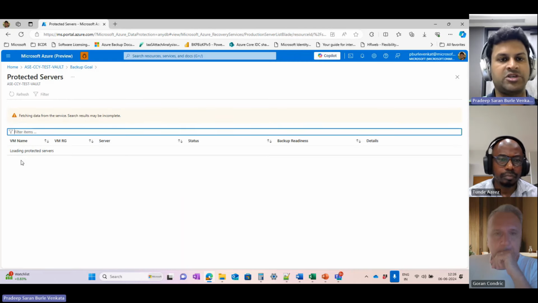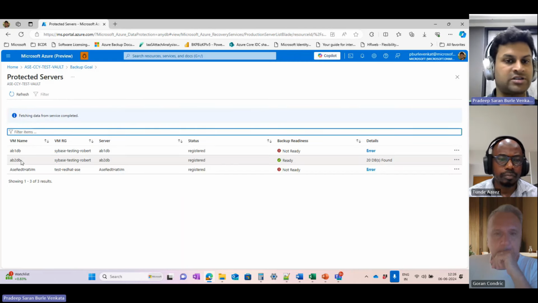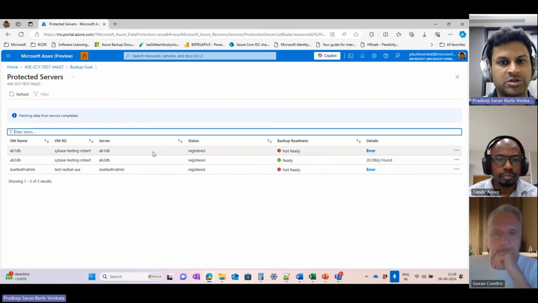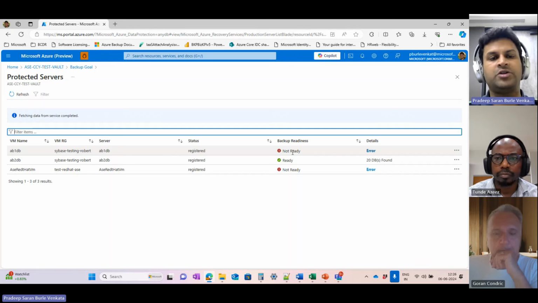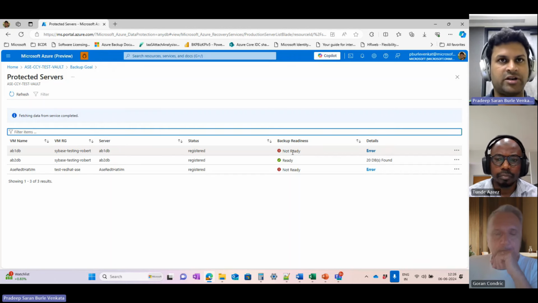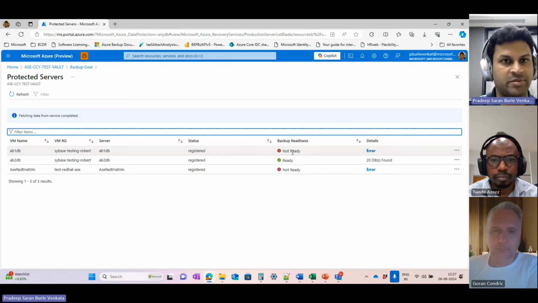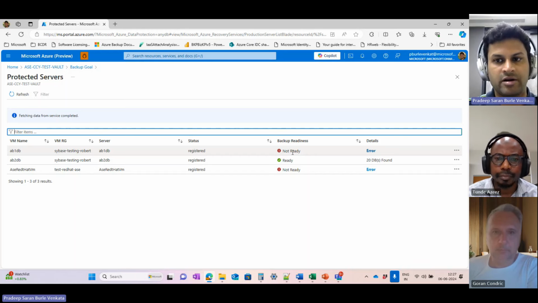In the interest of time, I've already protected some of the ASE VMs. So this is how your protected VMs typically look if they are registered, and in case they are having any issues. Let's say your VM is up and running, but your database is down for some reason, right? We automatically have a way to tell the user that, okay, we are trying to protect your VM, but it looks like there could be some permission issues. There could be a scenario where your database is not reachable, or where your database is down. So there are multiple reasons where we may not be able to protect.